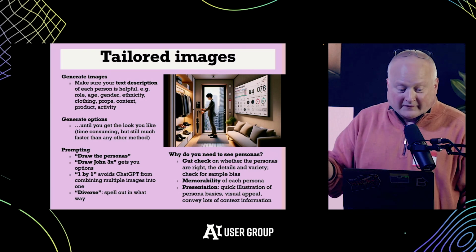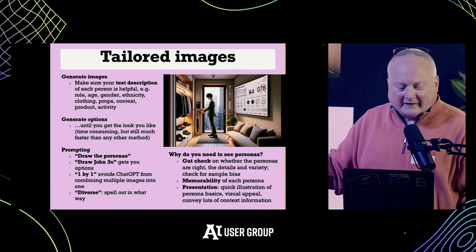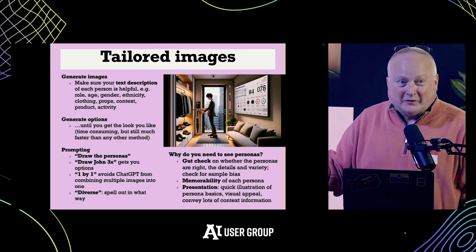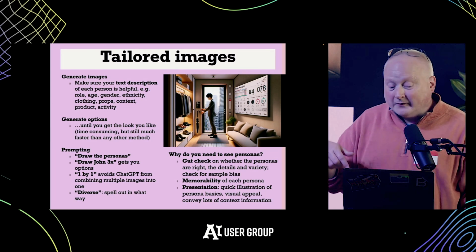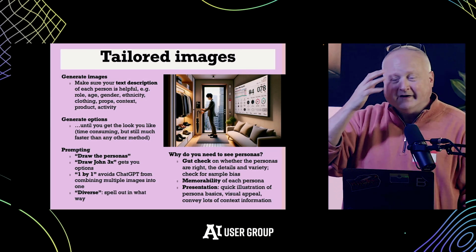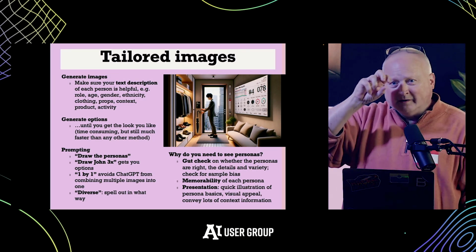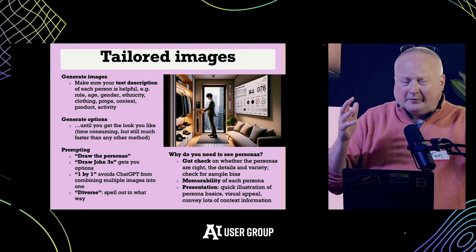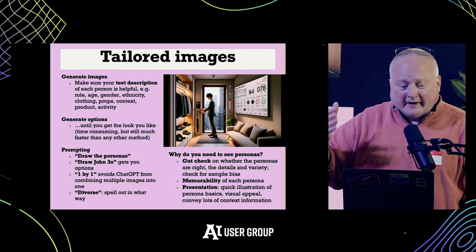First of all, you just say draw the personas, but I usually say draw John 3x, and that does it 3 times. I never had to explain 3x. It just seems to know what I mean by that. I also say 1 by 1, because if I don't say 1 by 1, it tends to draw 3 pictures all in one picture, and then you get all sorts of weirdness going on where it'll combine multiple images, so one person has the arm from the other person or something weird like that. So I try to do them as separate images, and I just say 1 by 1.